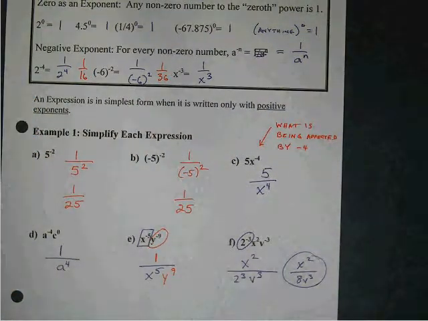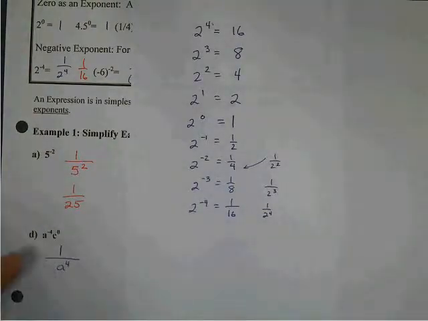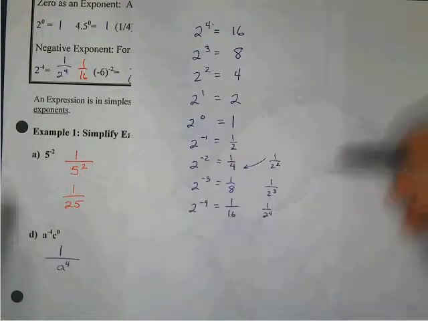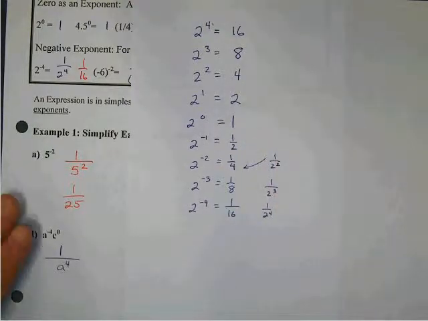Negative exponents go to the bottom and become positive. Why? Because it has to follow the pattern that we kind of established here. This is good to understand, the why. All right?